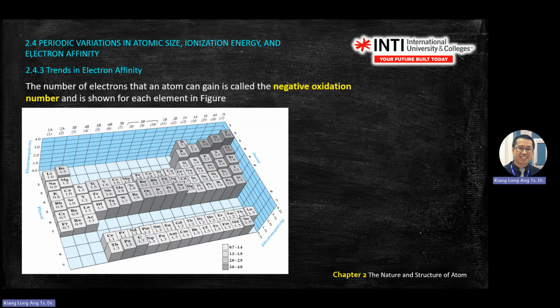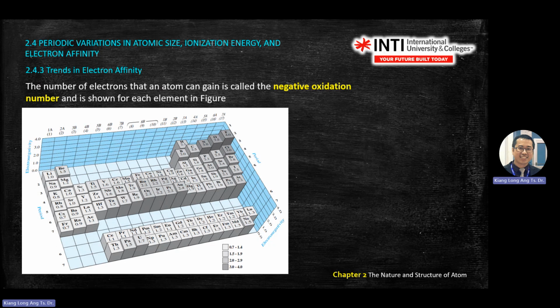Okay, this one is negative oxidation numbers. So this one you read. So the number of electrons that an atom can gain is called negative oxidation. So in the element, we call it oxidation number. Oxidation number means the number of electrons the element can receive.